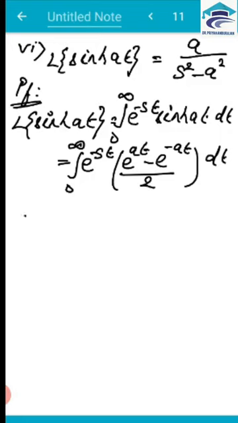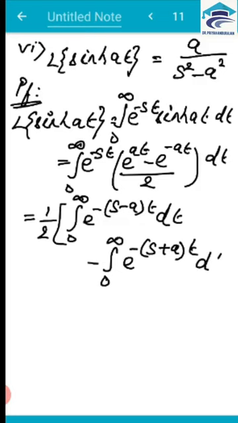Now I can take this 1 by 2 outside. So the integration from 0 to infinity of e power minus s minus a into t. Let me split the integration. This is one term, the other term will be minus the integration from 0 to infinity of e power minus of s plus a into t dt.